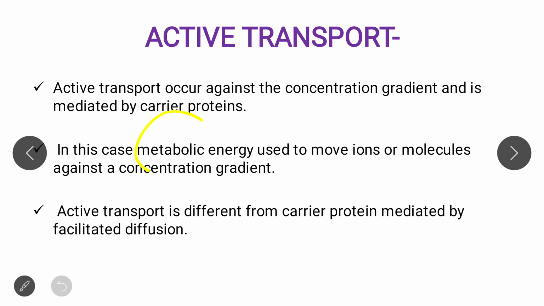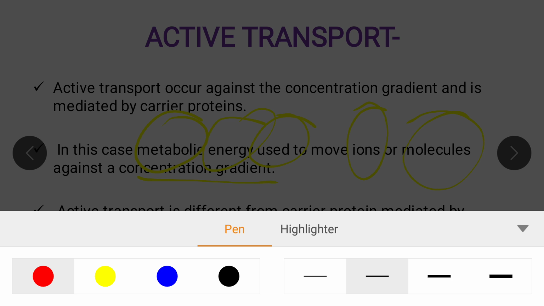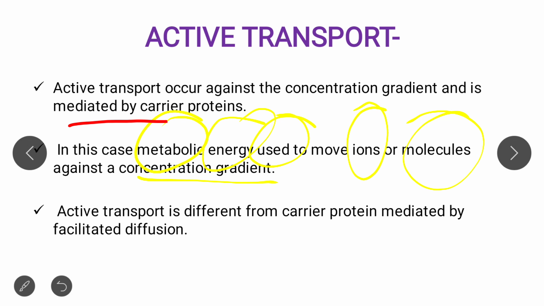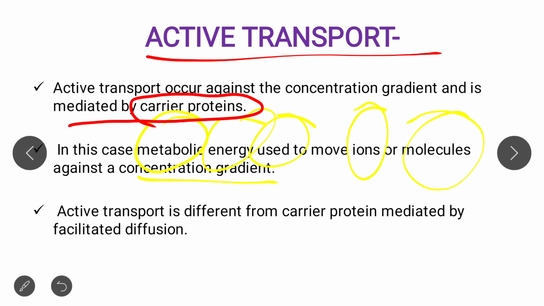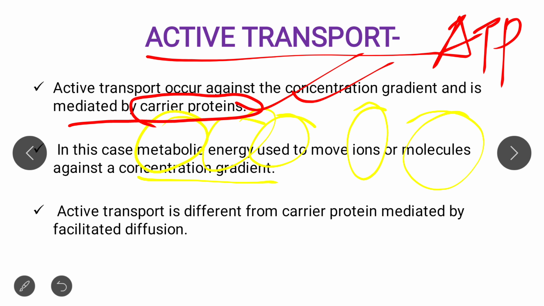See, in this case metabolic energy is used to move ions and molecules against a concentration gradient. And the main important point is that in active transport as well, it is mediated by carrier proteins. But in case of active transport, these carrier proteins use energy, that is ATP.